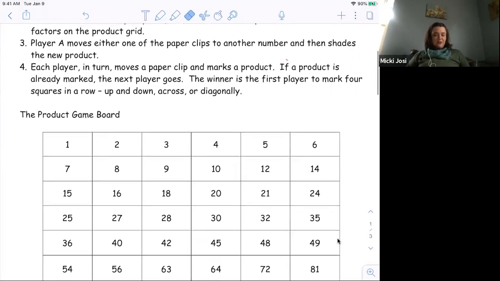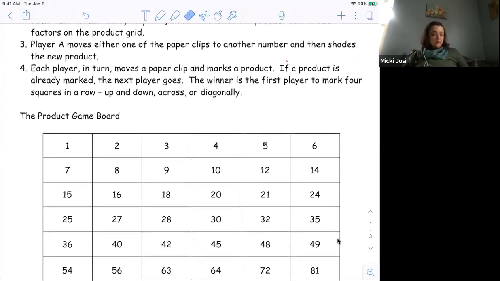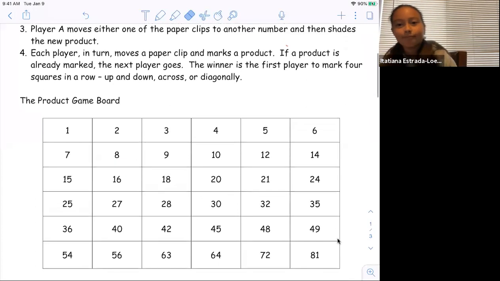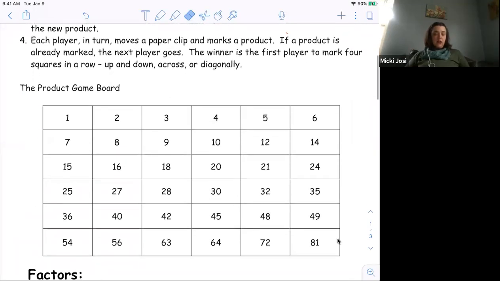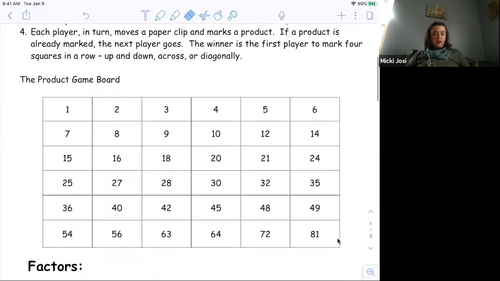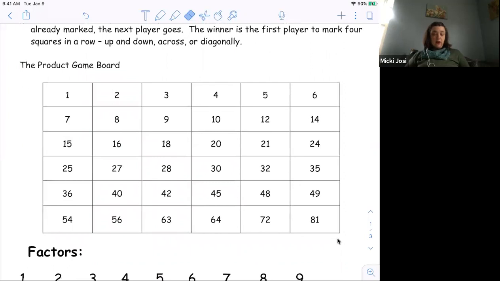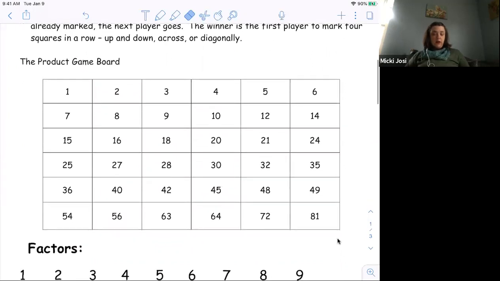Go ahead, you can do number 3. Player A moves either one of the paper clips to another number and then shades the new product. Yes, good. Each player in turn moves a paperclip and marks a product. If a product is already marked, the next player goes. The winner is the first player to mark all 4 squares in a row, up, down, across, or diagonally.